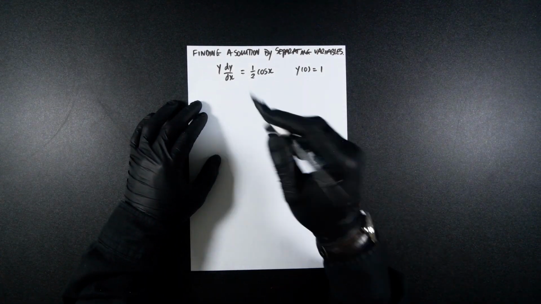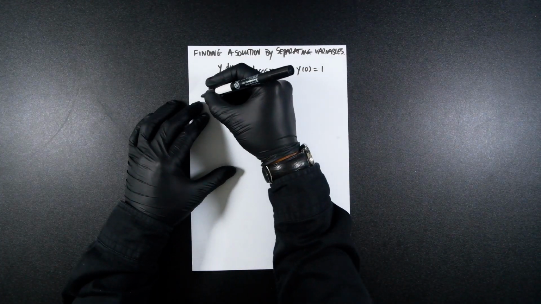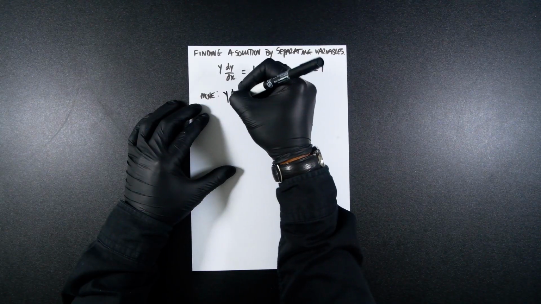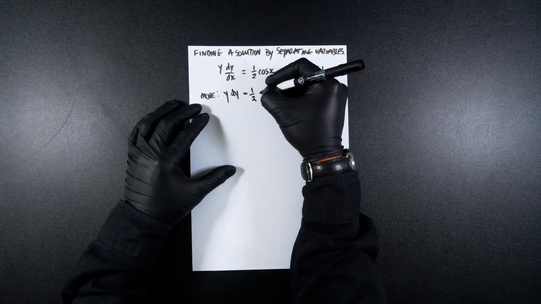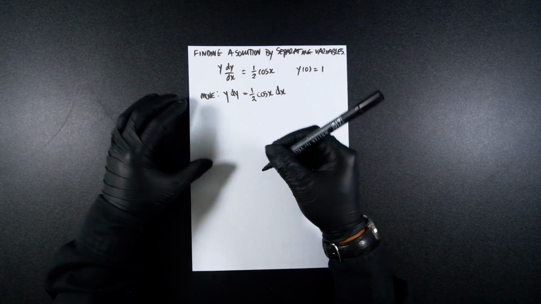So in this situation, quite simple, we just have this naughty dx here. We want to move it to the other side. So let's move. You're going to get y dy equals a half cos x dx. We're now ready to integrate.